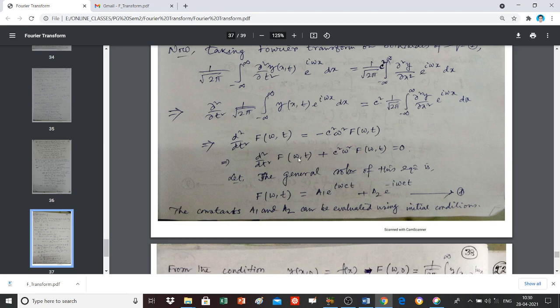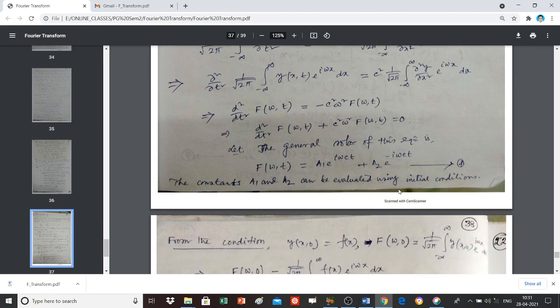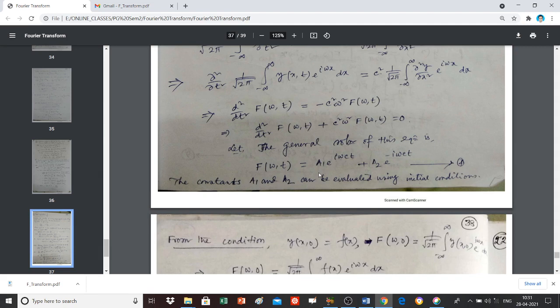Because in this case we suppose F(omega, t) is equal to e to the power m t as an auxiliary equation, and using that we will have two values of m. One is plus i omega c, another is minus i omega c. Therefore the solution would be F(omega, t) equal to a1 e to the power i omega ct plus a2 e to the minus i omega ct. The constants a1 and a2 are two arbitrary constants, and these can be calculated by using the initial conditions.